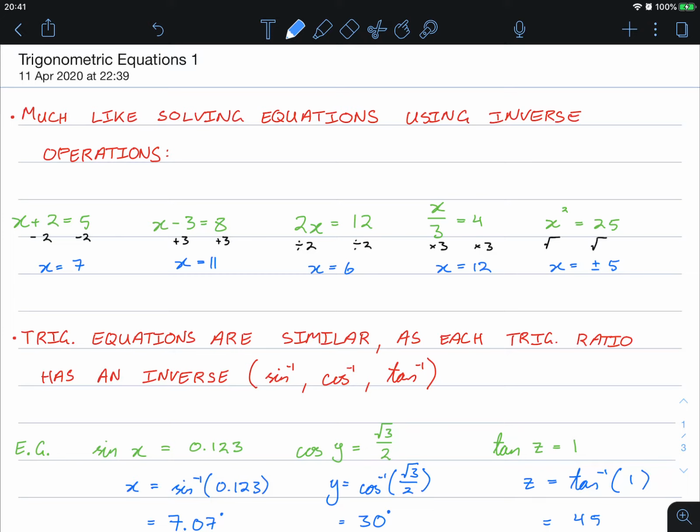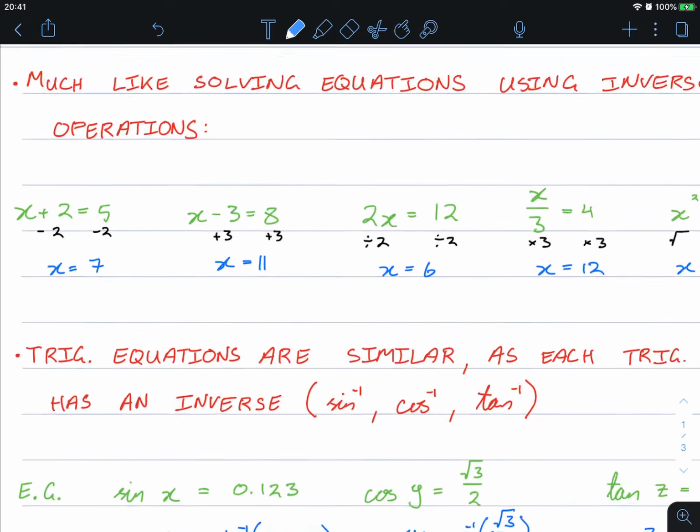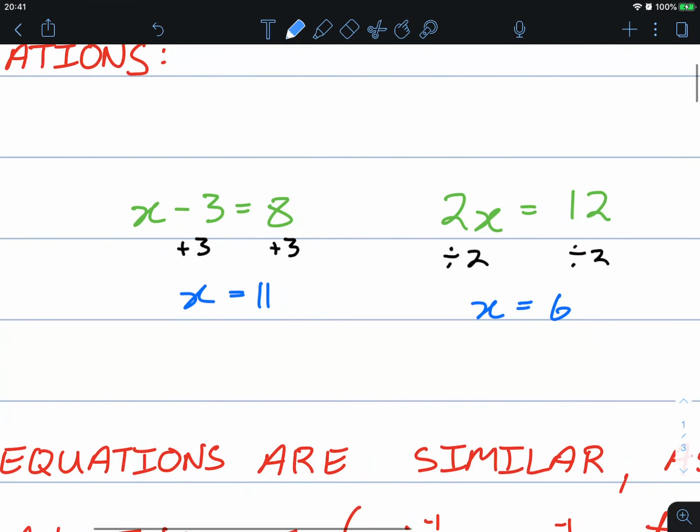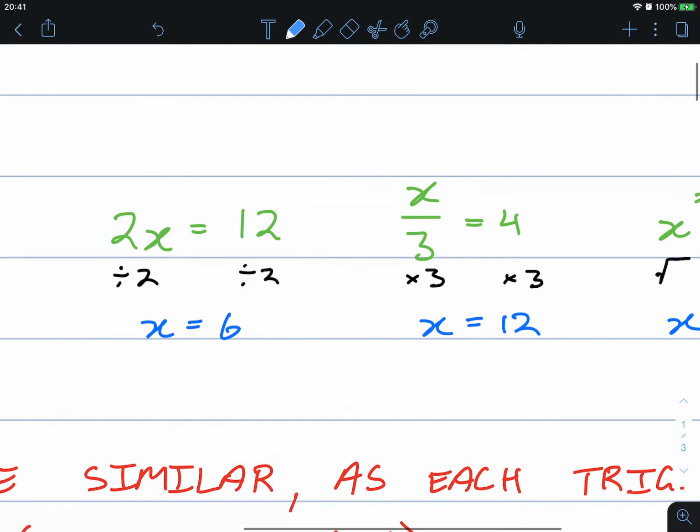Much like solving regular equations using inverse operations, here are just 5 examples of inverse operations. So if you have plus 2, we minus 2. If we have minus 3, we add 3, and so on.